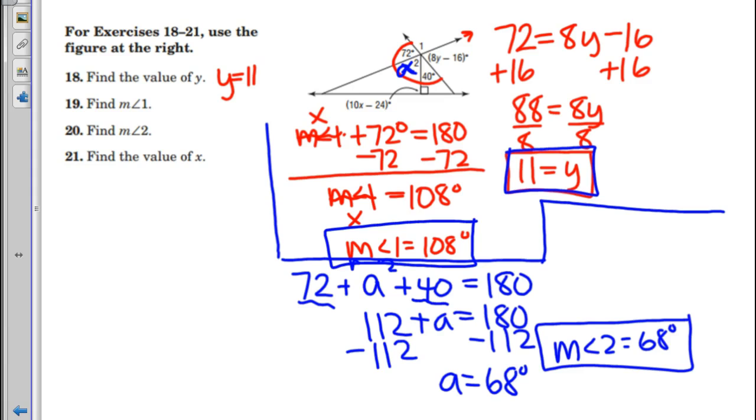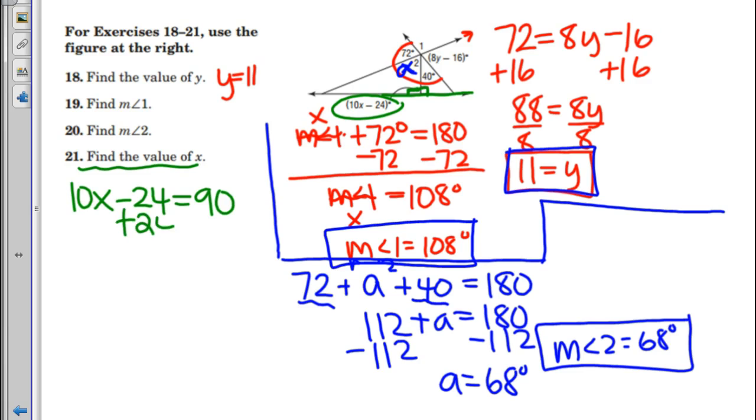I'm almost finished. Now we're going to find the value of x. If you ask me why I worked from the top right corner over to the left side, I have no answer for you. But look, we're right underneath 21, so that's kind of convenient. Find the value of x. If this is a right angle and this is a straight line, then this also is a right angle because 90 plus 90 is 180 degrees. That means this guy is equal to 90 degrees, so 10x minus 24 equals 90.